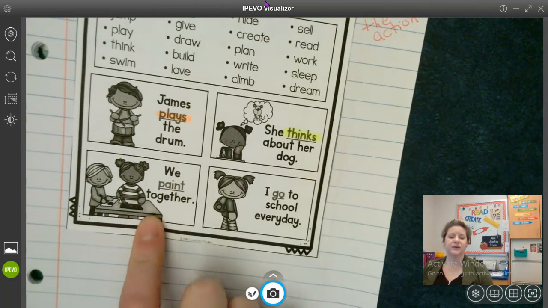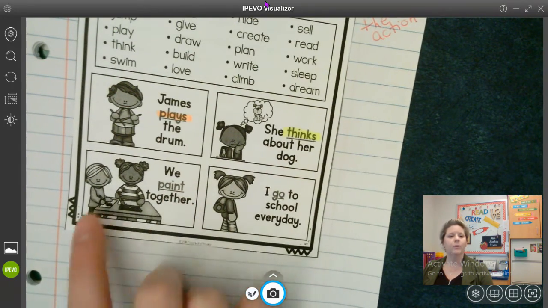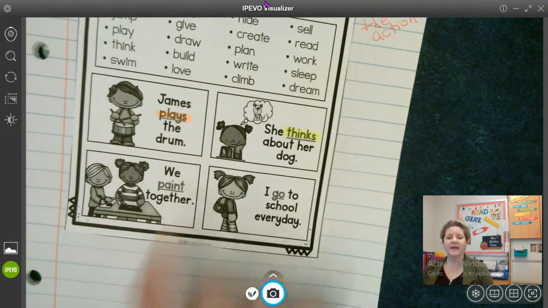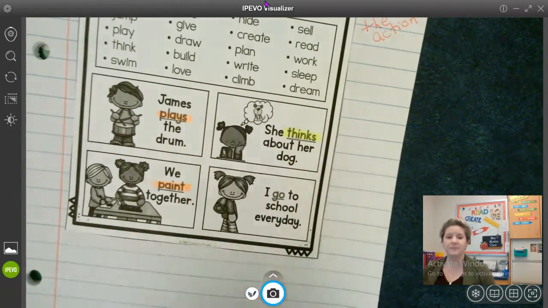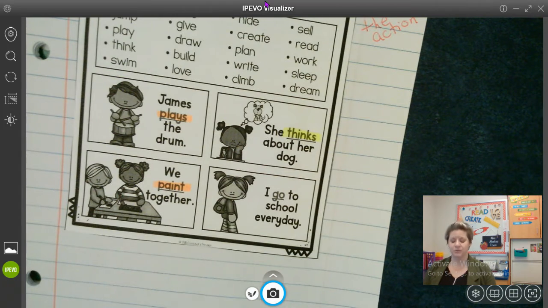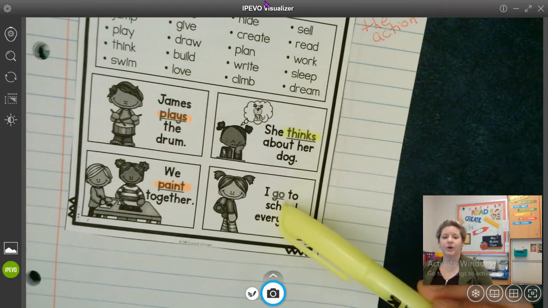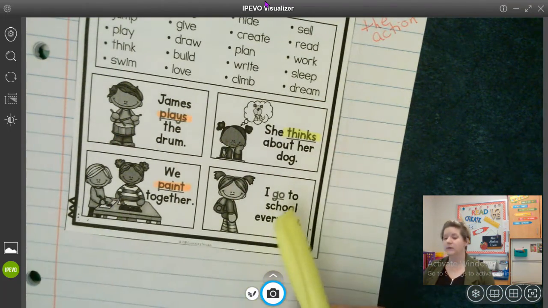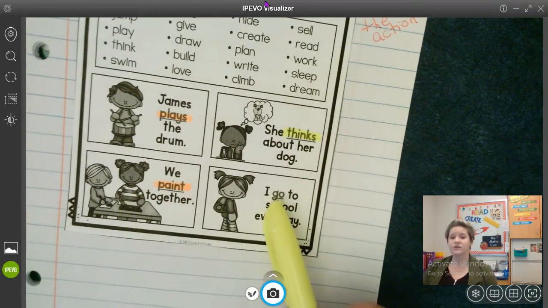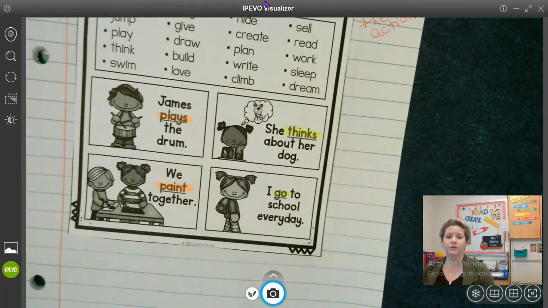Now we have these two friends down here, and it says, we paint together. Well, what are they doing? They're painting. So again, our action verb is paint because it's something that they are doing. And then the last sentence, I go to school every day. Well, where does the person go? Or I'm sorry, what is the person doing? She's going. Okay, so I go to school every day.